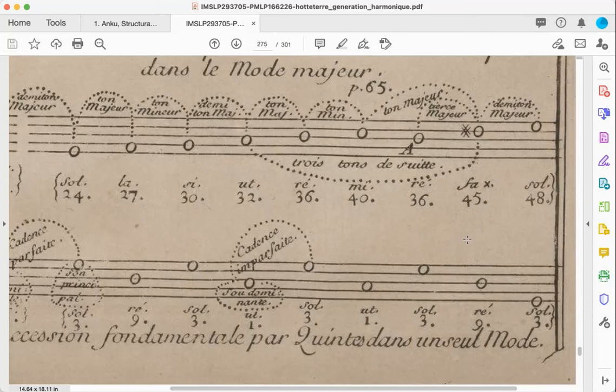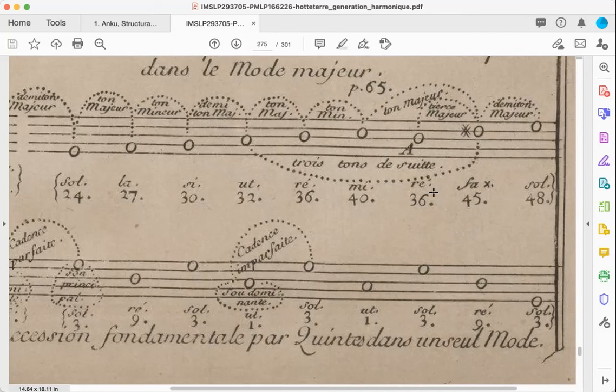But then he points out, well, why do parallel fifths sound bad? Why do parallel octaves sound bad? It's something that we all struggle with, right? Because you're told from your first day of counterpoint lessons, well, you can't have parallel fifths and octaves, right?